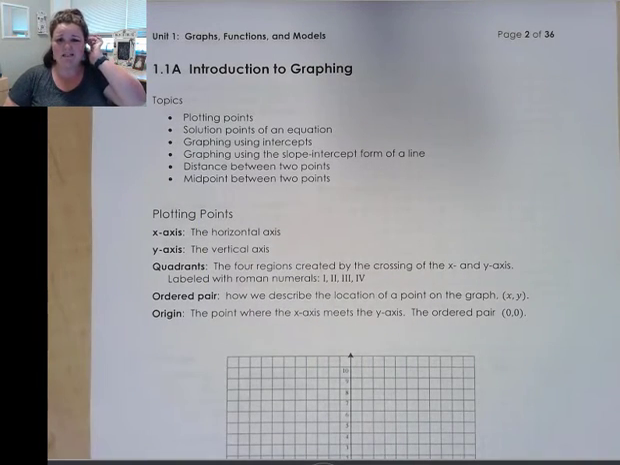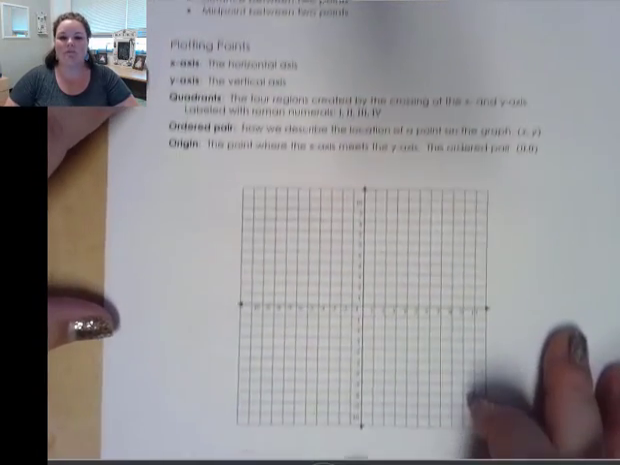Okay, so none of these topics are overly overwhelming, hopefully. So we're just going to do them all in this section. Okay, so let's kind of go over the basics.